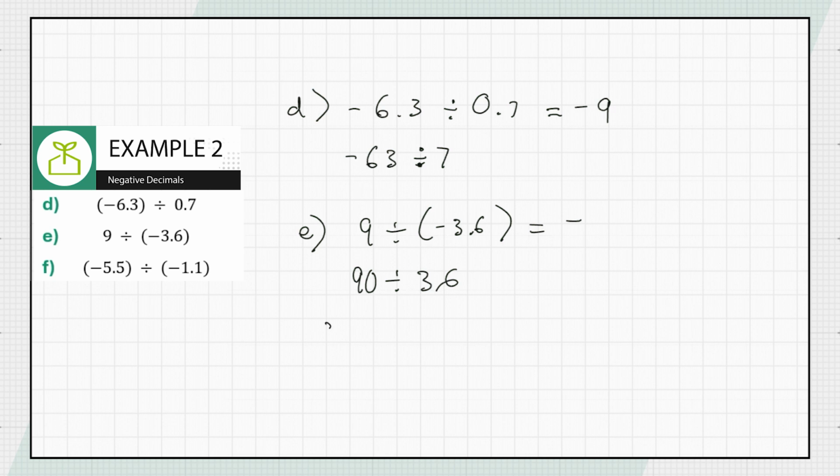Right, so if we turn this into our little long division problem, 36 into 90, well, that goes twice, minus 72, and we're left with 18. Put down the decimal place, turn this into 180. How many times does 36 go into 180? Well, it goes in there 5 times. So that means our answer is minus 2.5.